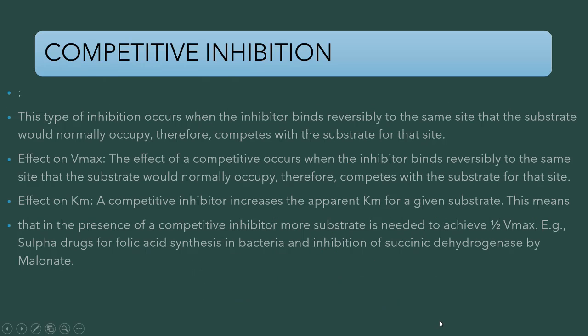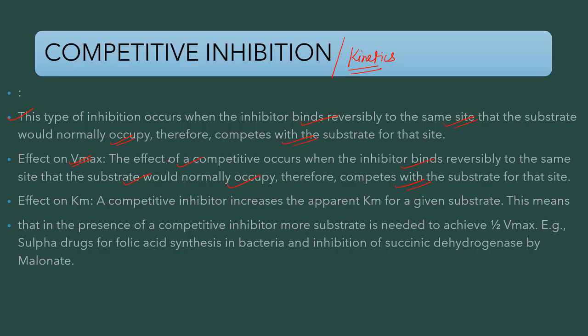Competitive inhibition I have already told you. Now, what are the kinetics of competitive inhibition? This type of inhibition occurs when the inhibitor binds reversibly to the same site that the substrate would normally occupy, and therefore competes with the substrate for that site. Effect on Vmax: Vmax is the maximum velocity when all the substrates are attached to the enzyme.